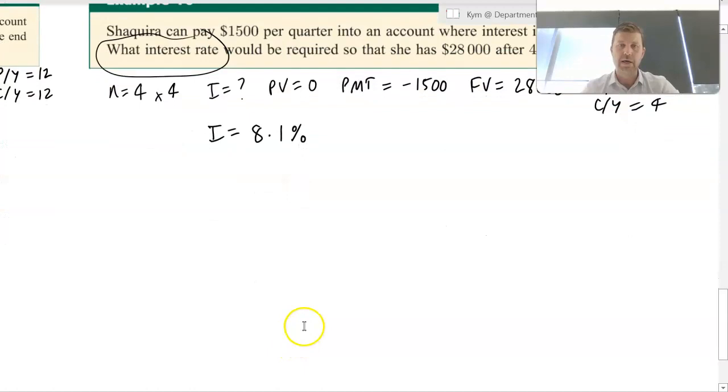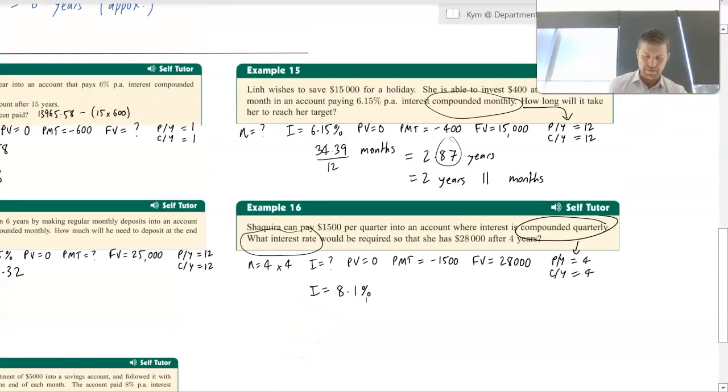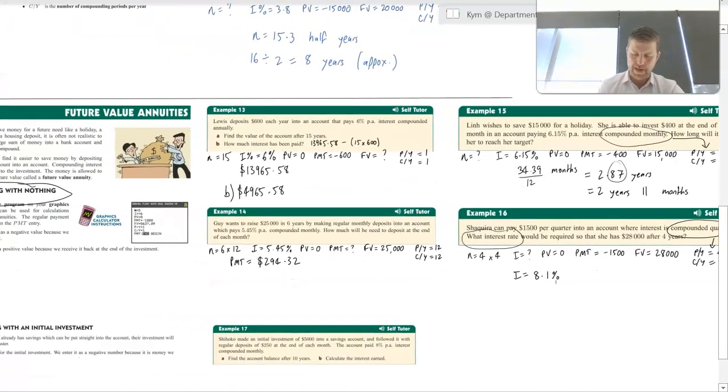That's how we use the graphics calculator to determine the value of future annuities, or based on a future value, how to calculate payments per term, the number of compounding periods or the amount of time, or the interest rate. Okay, so hopefully that helps. I know that's a lot of examples, but yeah, hopefully it helps.